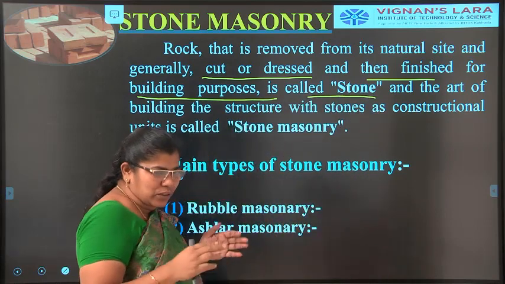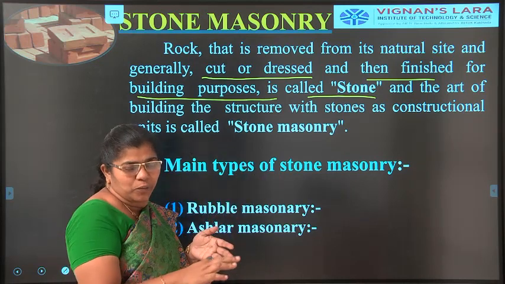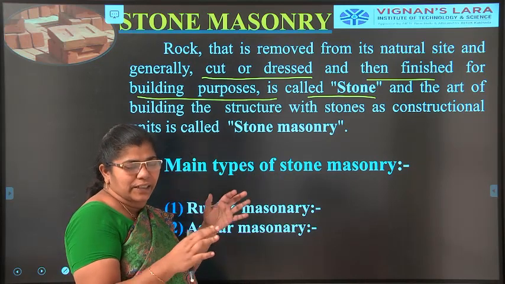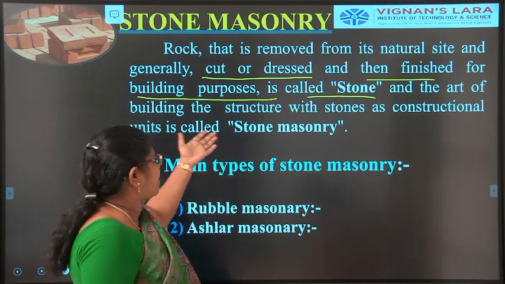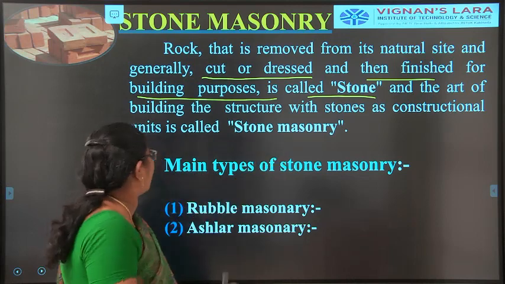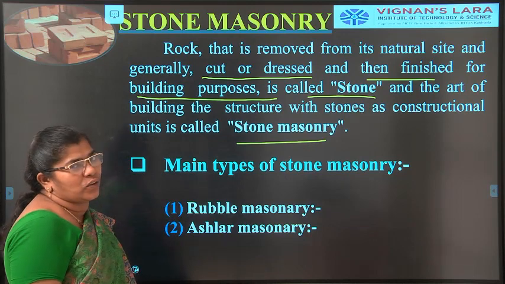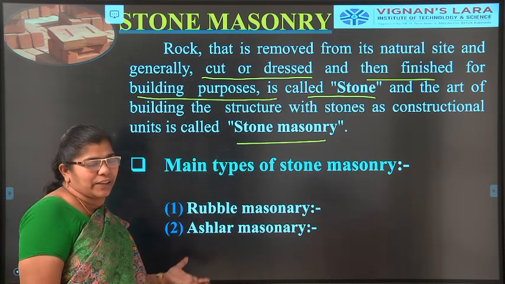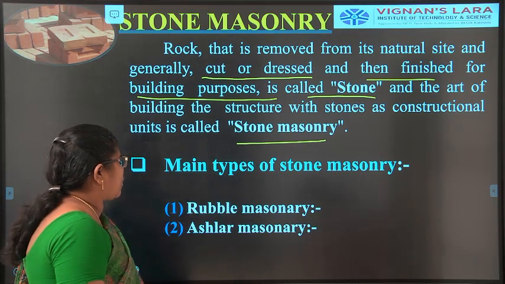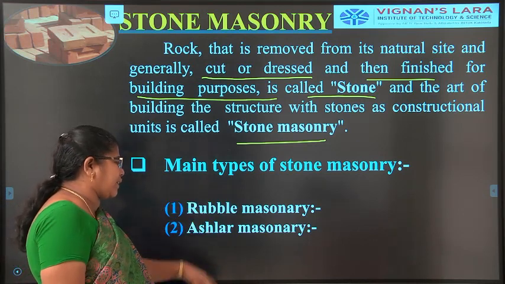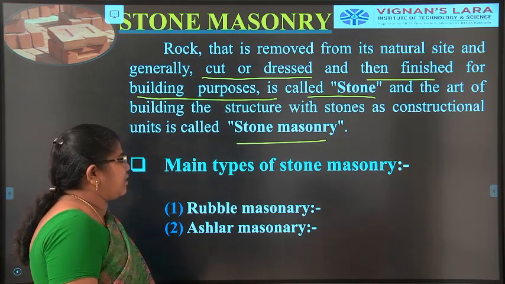Generally we call it a building stone, taken from the natural rocks, cut into proper size, dressed and finished properly. And the art of building the structure with stone units, we call it stone masonry, right? So the art of building the structure, with various types and various facings, we call it stone masonry. What are the two types of stone masonry? One is Rubble masonry, the next one is Ashlar masonry.